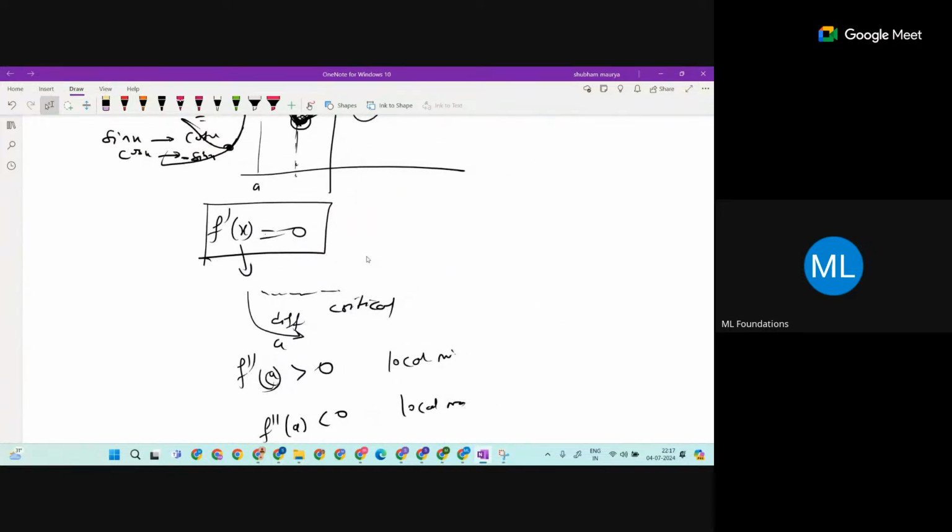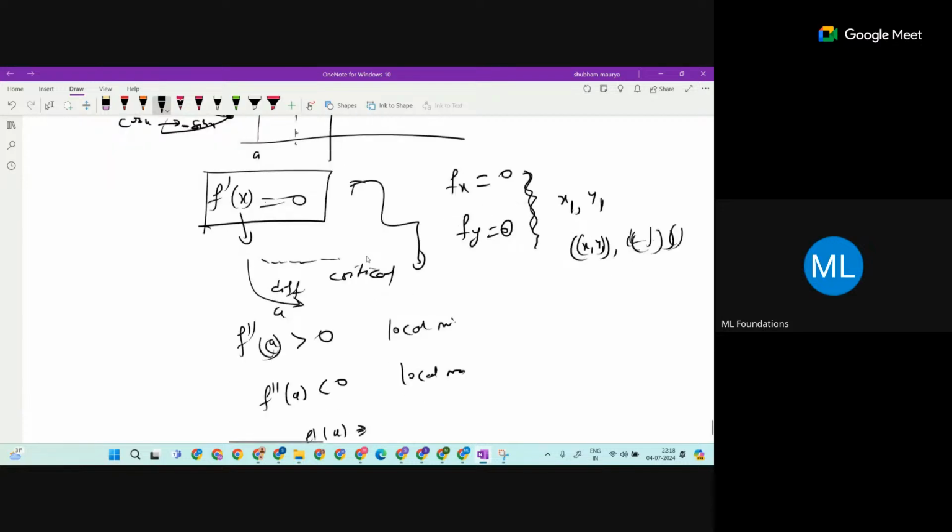In the multivariable case, finding the critical point is the same. We have to find the partial derivative with respect to x and equate to 0, and find the partial derivative with respect to y and equate to 0. Maybe more variables are there, so similarly we find each of them and equate to 0. We'll get some equations, and using these equations we find the x values and y values, and form a point. Suppose you got x1 value, y1 value, this will form a point. Similarly, we get other points. These points are called critical points.